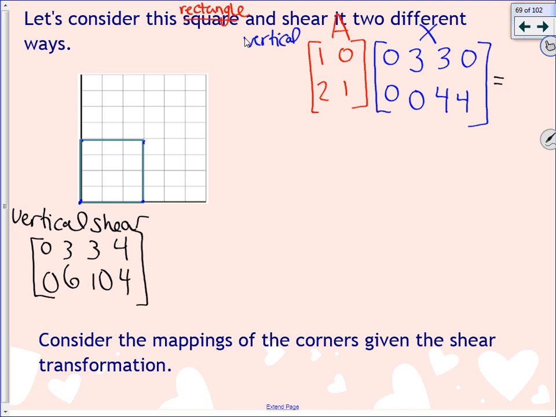Did anyone else get 0, 4 for the last one? Isn't it row by column? It's 1 times 0, 0 times 4. Okay, so let's graph the shear. Why is the last one 4 and not 10? 2 times 0 plus 1 times 4. Never mind. Thanks, Ray. I'm just a little slower.